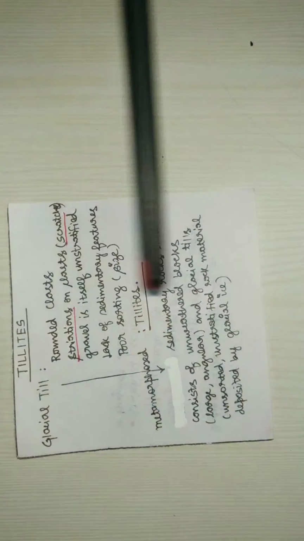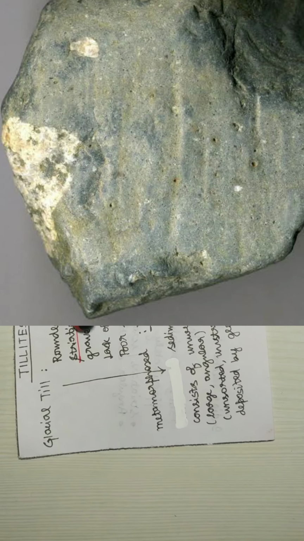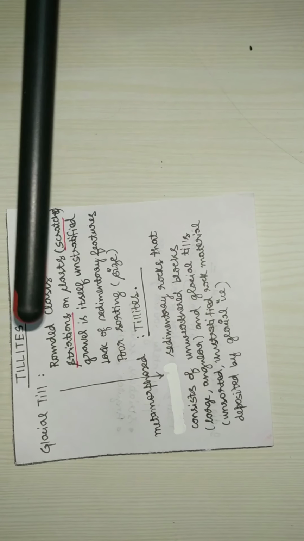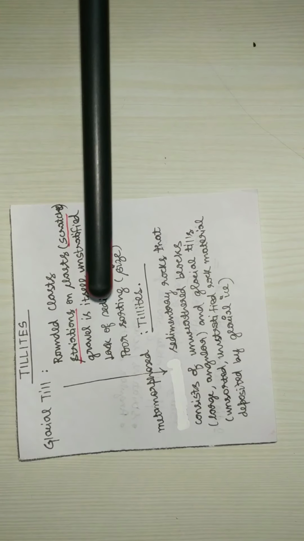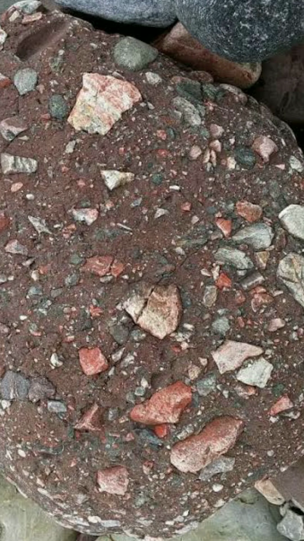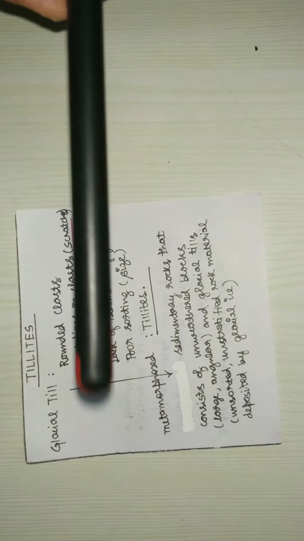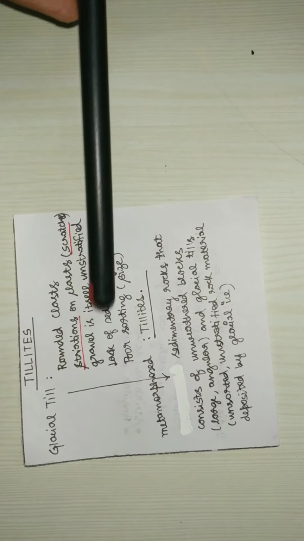Some of the characteristic features of the tillites are these: they will have striations, the scratches caused by the glacier. Secondly, the gravel itself is unstratified. You won't find any sedimentary features. And thirdly, very poor sorting. On one hand you will find blocks, on the other hand you will find very small-sized sand.